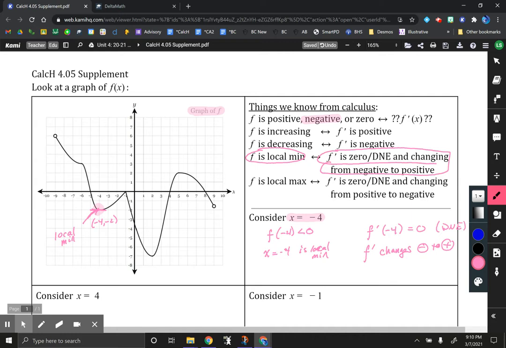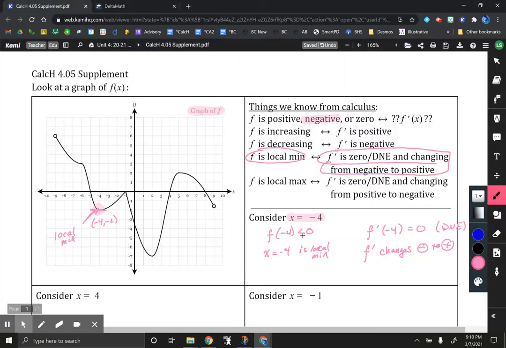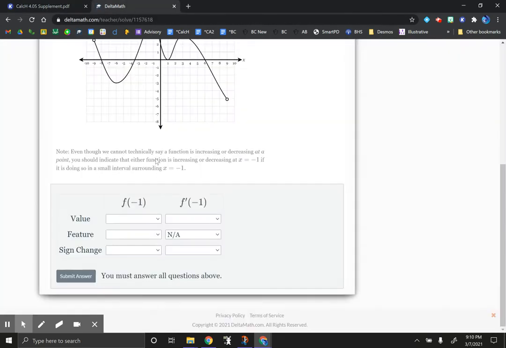So if I jump over to the Delta Math option so that you can see what was supposed to be selected from that table. I know this says negative 1 and it's an entirely different graph, but I just want to show you how we would plug this in for that particular example. We had said that f of negative 4 was a negative value because it had a y coordinate of negative 2. So f of negative 4 was going to be negative.